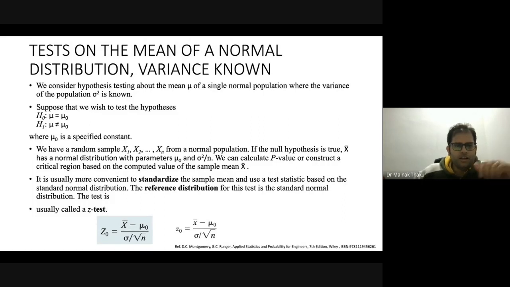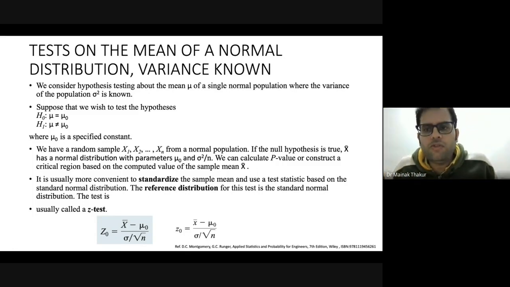This is also a two-sided test. H0 is mu equals mu naught against the alternative hypothesis mu not equal to mu naught, where mu naught is a specified constant. Let's say mu naught is 1 or 50, whatever it is. It's a constant. So please remember the assumption here: the population distribution is normal and the variance sigma square is known. If the variance is unknown, then we need to follow some other kind of strategy.